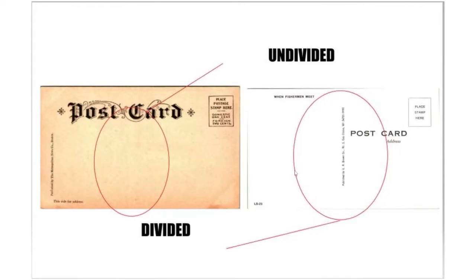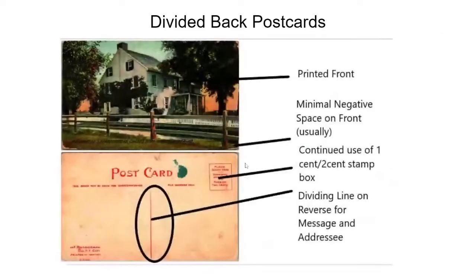Now, right around 1908, the post office, through an act of Congress, actually made it legal to have the reverse of the postcard, address and message, share the same side of the card if there was a dividing line. And what that allowed is you're going to see printed fronts of the postcard that usually will take up the entire field of the front of the postcard. You're going to see minimal negative space, right? We see a lot more dark and full colors here.